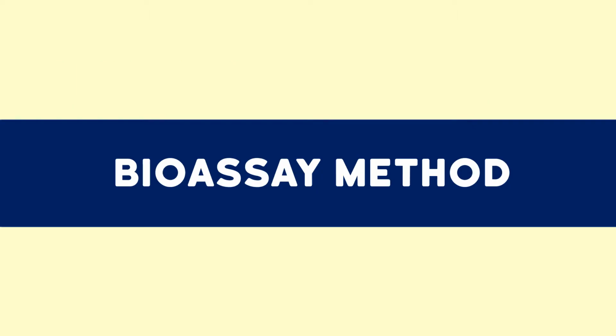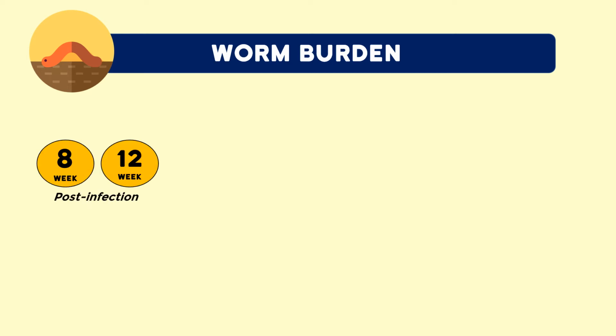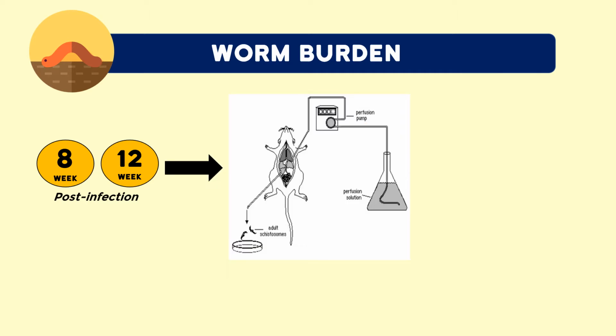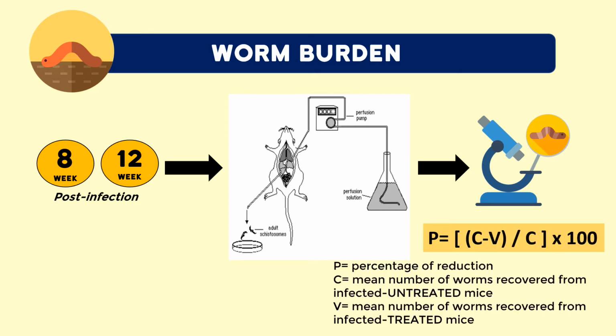For the bioassay method, first, they tested for worm burden. On the 8th and 12th week post-infection, adult S. mansoni worms were recovered by perfusion from the portomesenteric system, and all of the recovered worms from infected mice were counted under the microscope. Then the percentage of reduction was calculated as shown below. C is the mean number of worms recovered from infected and treated mice, and V is the mean number of worms recovered from infected untreated mice.